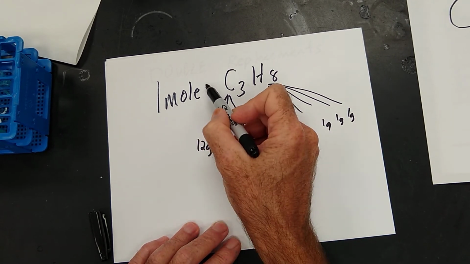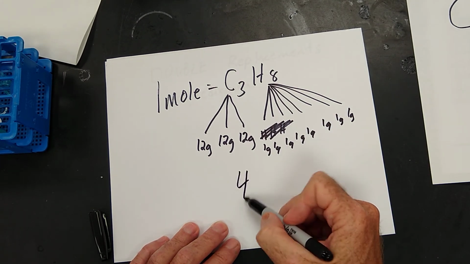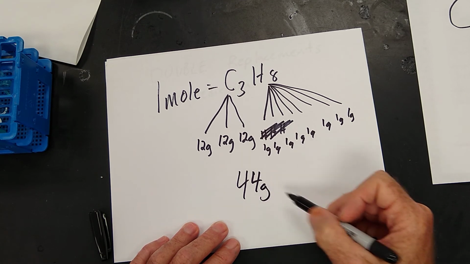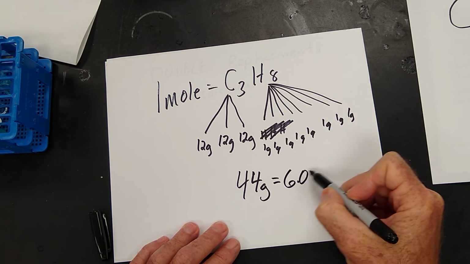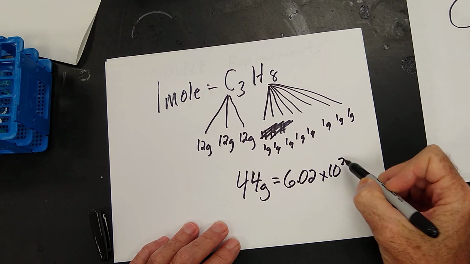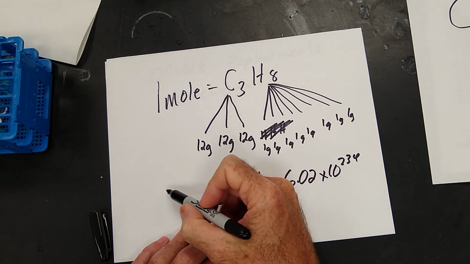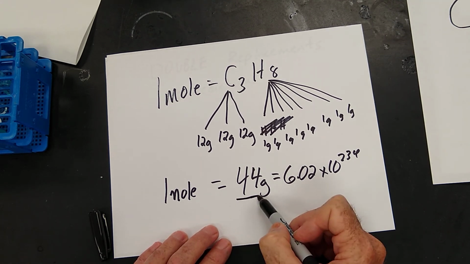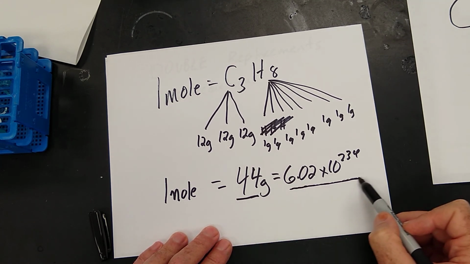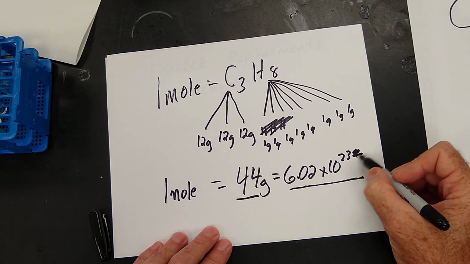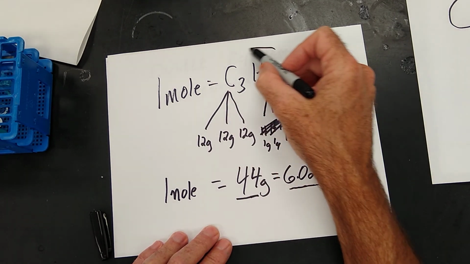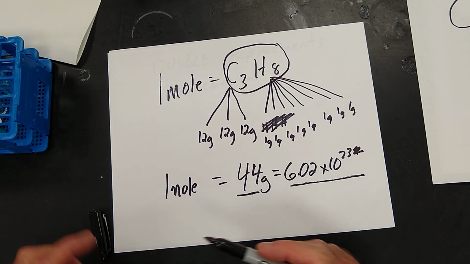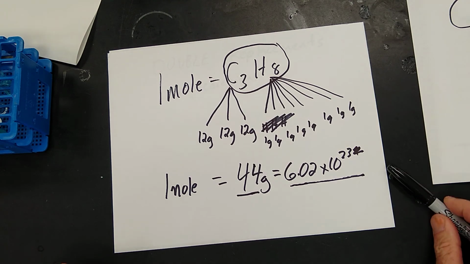So if you had 1 mole of this, you would have 44 grams would be equal to this many molecules of propane. Or in other words, 1 mole of propane is 44 grams in mass because you have 6.02 times 10 to the 23rd of these molecules. Does that make sense? I hope it does. There's a real simple worksheet, and tomorrow we'll move forward.